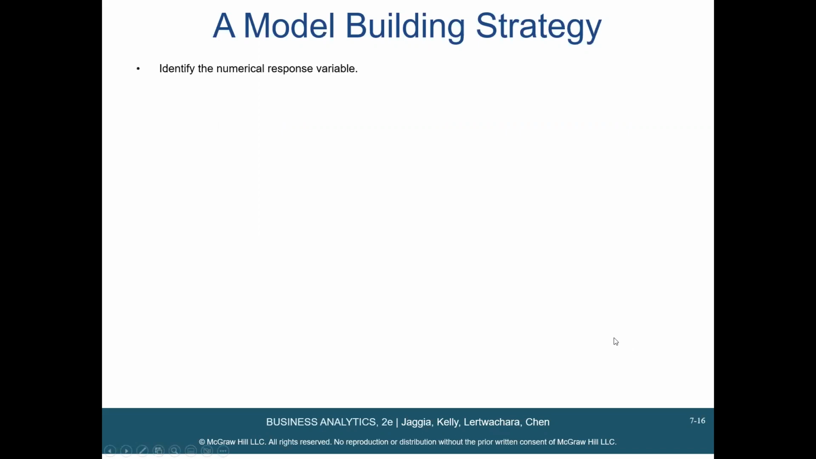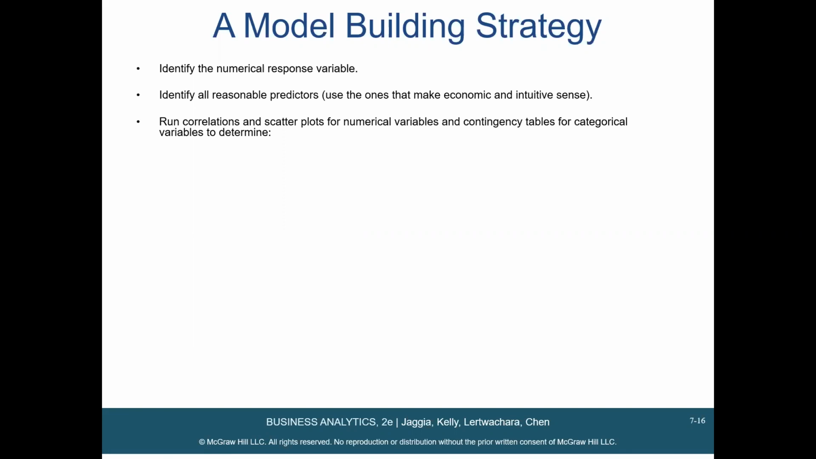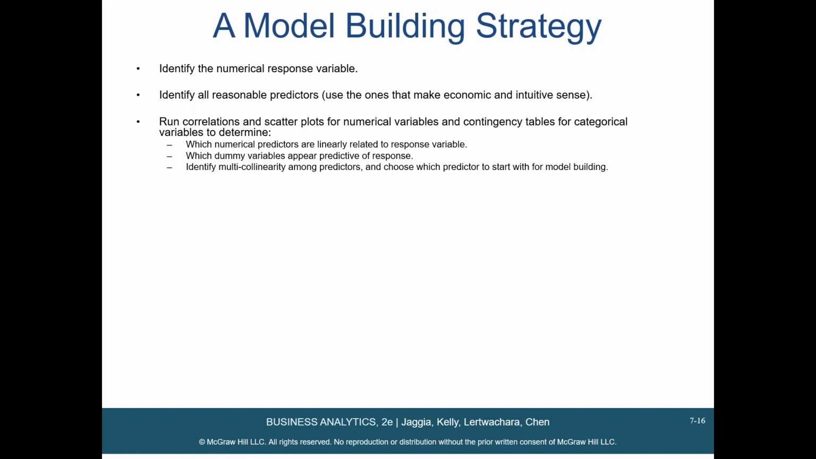So the first thing you want to do is identify the numerical response variable and then all the reasonable predictors. You want to use the ones that make economic and intuitive sense from your data. If you think they all might, you also want to run correlations and scatter plots for numerical variables and contingency tables for categorical variables, because you want to determine which numerical predictors are linearly related to the response variable, which dummy variables appear predictive of a response. You want to identify if there's any multicollinearity among the predictors and choose which predictors to start with for model building.